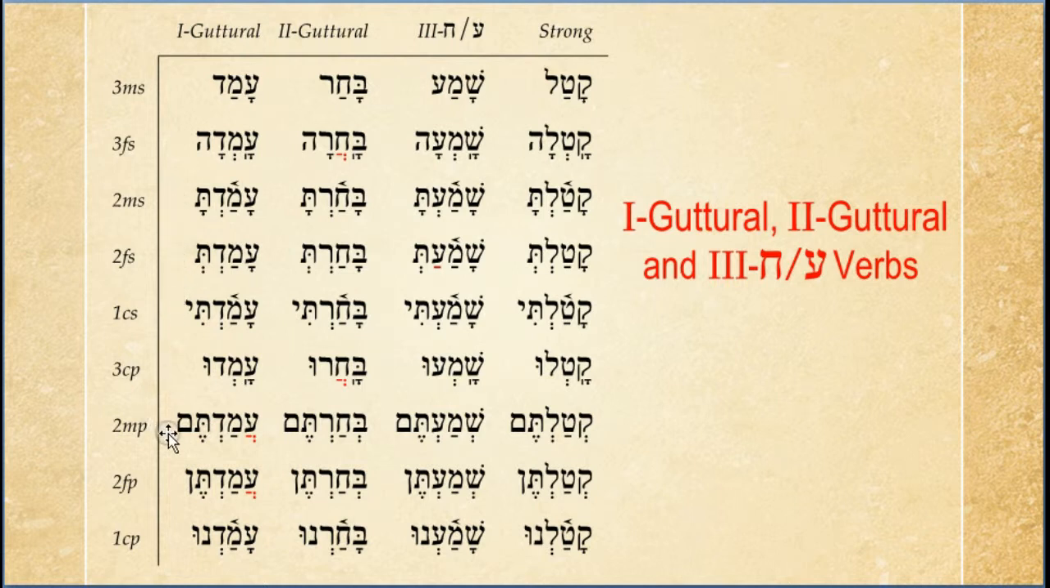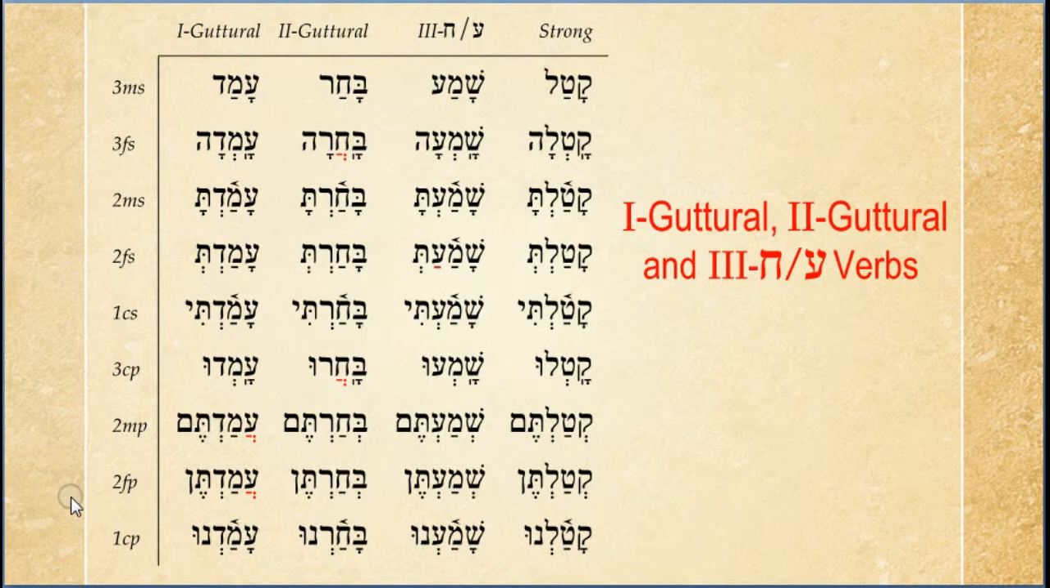The first letter is a guttural one. Until you get to the second person masculine plural, you don't really have a problem. Why? Because in the second person masculine plural, the shva appears under the first letter, and that's a vocal shva because it's in the first position. So you have the form amadtem. Well, you have to vocalize it, and that's why you have the chataf patach taking the place of the shva.